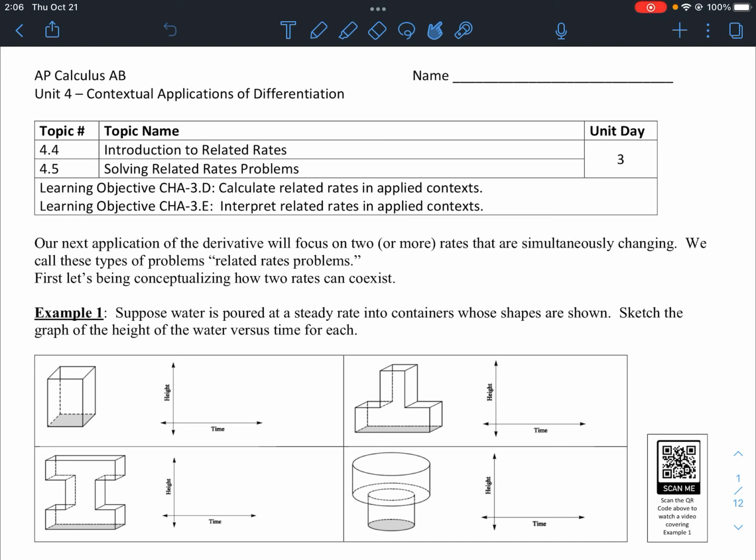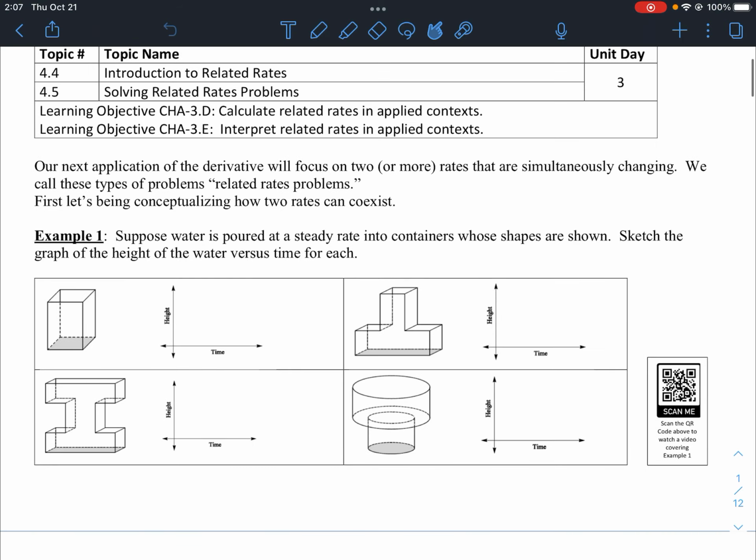This is a very important calculus topic, tested on the AP test nearly every year. So today we're going to talk about a little bit of an introduction to related rates, and then we're also going to start solving some related rates problems as well. Okay. Our next application of derivative will focus on two or more rates that are simultaneously changing. We call these types of problems related rates problems.